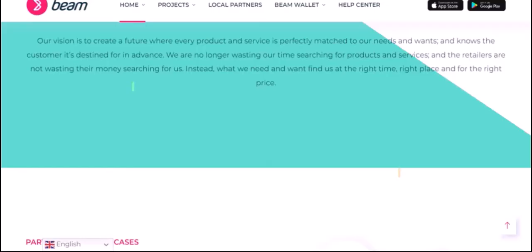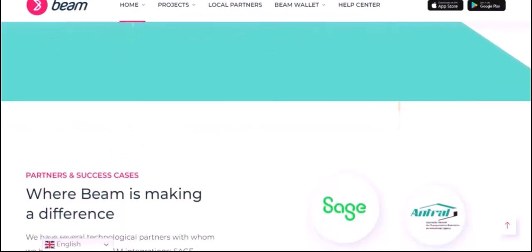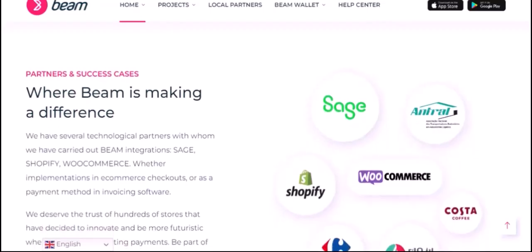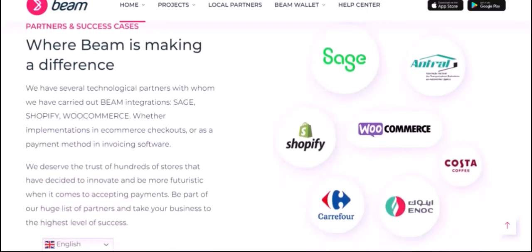Now, here's a crucial point: Beam is privacy-focused. This means that when you send tokens within the Beam network, your transactions are private. This is a significant advantage, especially if you value your financial privacy. However, it also means that some exchanges and services may have restrictions on dealing with Beam-based assets.